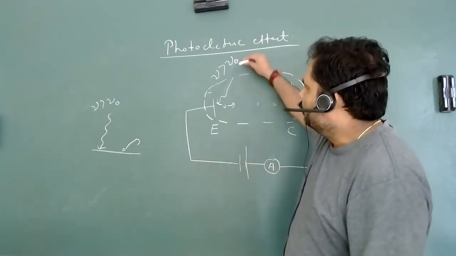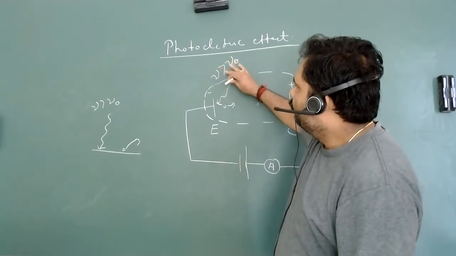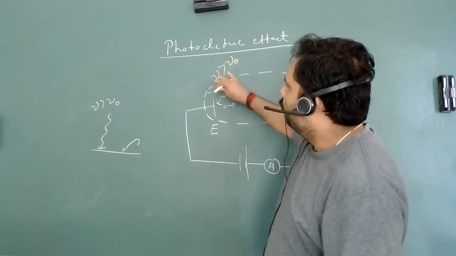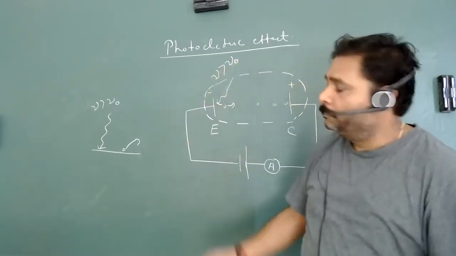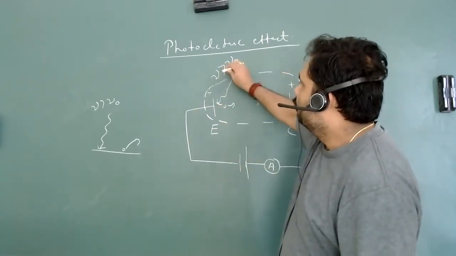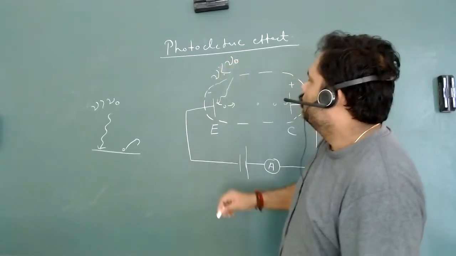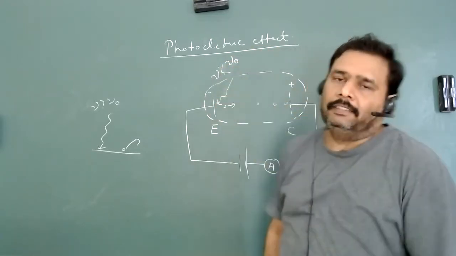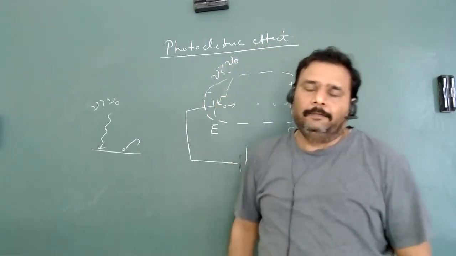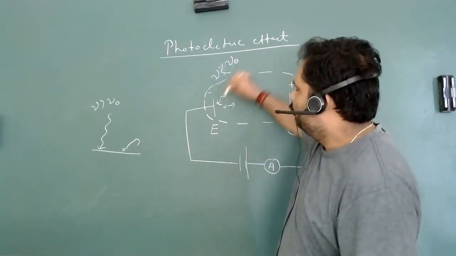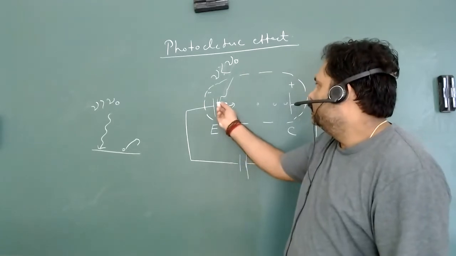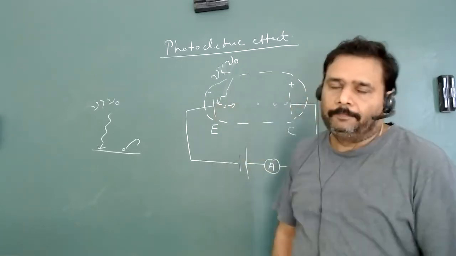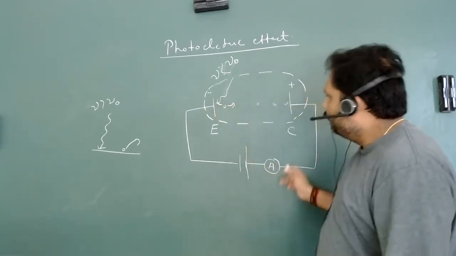And what we have seen is that if we change the frequency to less than some nu naught, whatever intensity we take, there is not any current. So only then can we measure current.